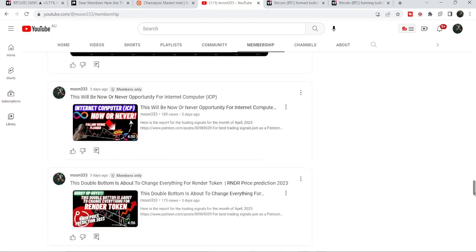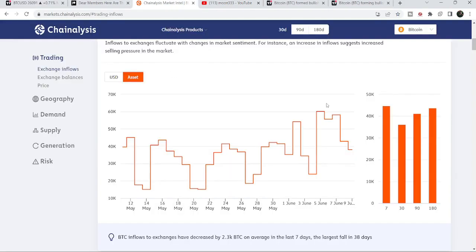Now, let me take you to the live chart. And before moving to the chart, first, let me take you here to the chain analysis. We can see that now the Bitcoin inflow is quite down. It is now at 38,016 Bitcoins. Previously, we can see that the Bitcoin which were transferred to the exchanges for sell-off were more than 60,000. And now it has quite decreased.